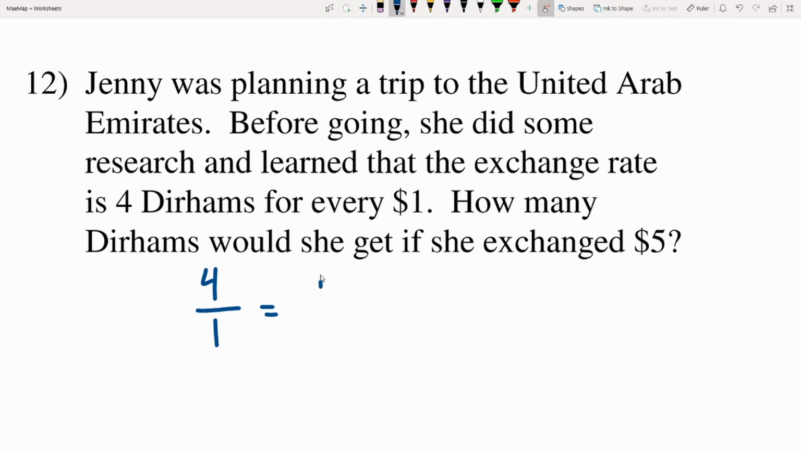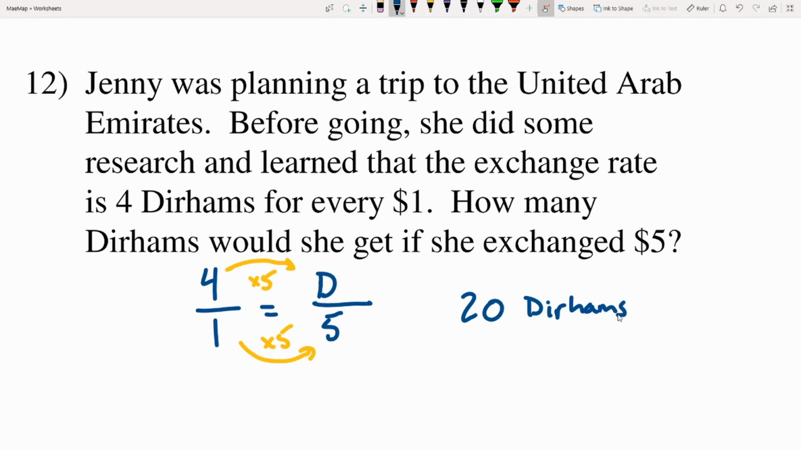So my variable here is going to be D, and we're curious how many she would get if she exchanged $5. 1 times 5 gives us 5, so we just need to do 4 times 5 to give us the amount of dirhams. And I apologize if I'm pronouncing any of these currencies incorrectly. 4 times 5 gives us 20. So that's a total of 20 she would get if she had $5.